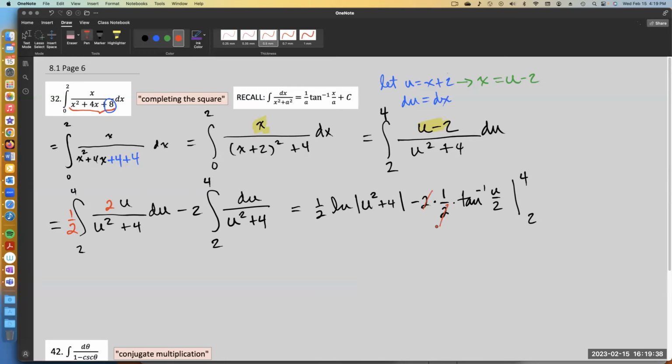These cancel. Let's plug and chug here. So plugging in the 4, we're going to get 1/2 natural log 16 plus 4 is 20 minus arctangent of 2. And then we subtract off the antiderivative at 2. So we'll have that. We're subtracting off, so subtracting a minus makes a plus arctangent of 1.